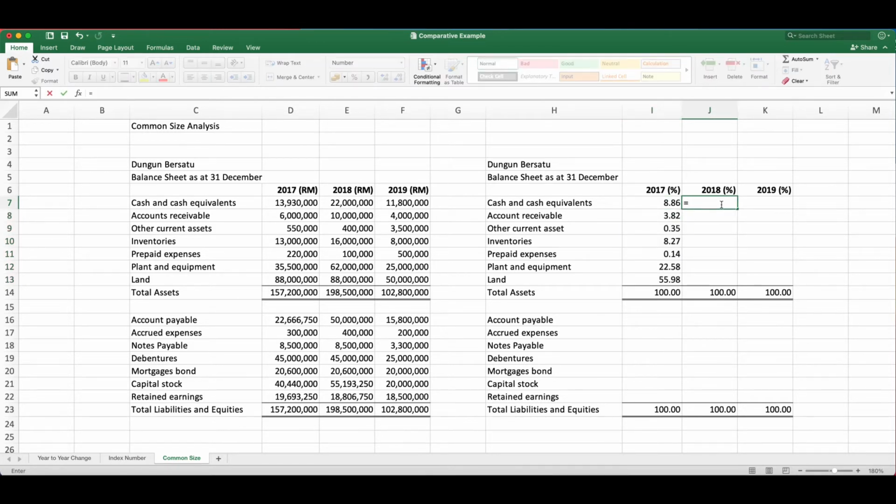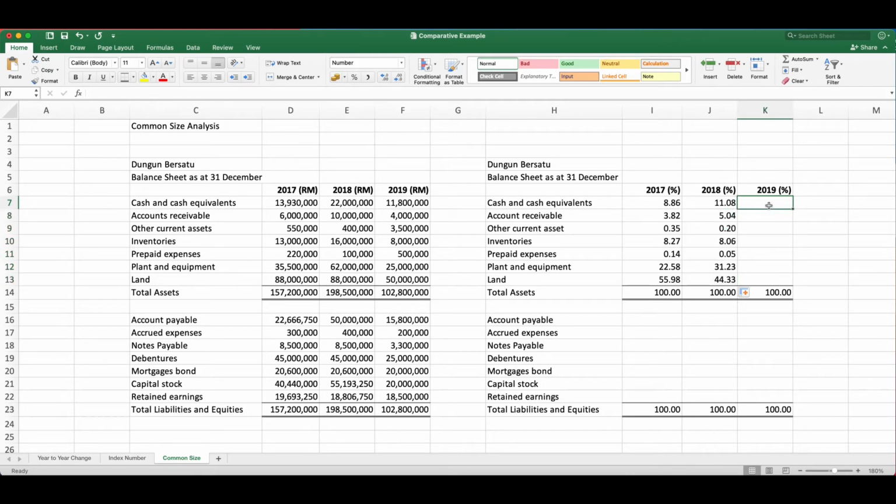And then the same goes for the year 2018. To calculate the proportion, it is equal to cash and cash equivalents for the year 2018, divided by the total assets for the year 2018, which is 198,500 thousands, and then times 100. So the cash and cash equivalents is 11.08% out of 100% for the year 2018. So we can see the trend is increasing from 8 to 11% for the year 2018.